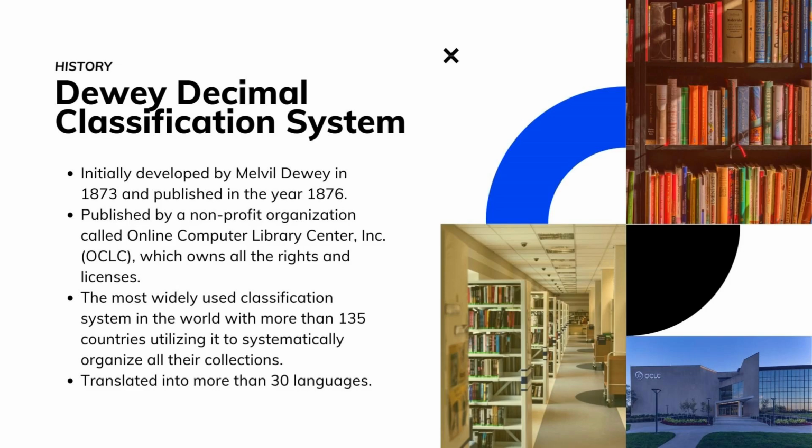This has also been translated into more than 30 languages, including Arabic, Chinese, French, and Spanish. Currently, the Dewey Decimal Classification System is developed and maintained by the institution called the Library of Congress, the largest library in the world. Over 60,000 DDC numbers are assigned to record all their works in their collections annually.